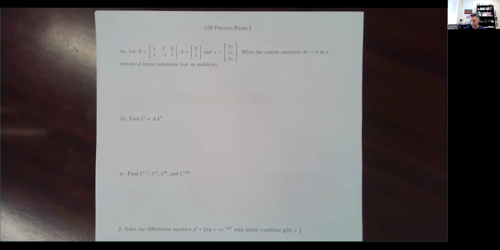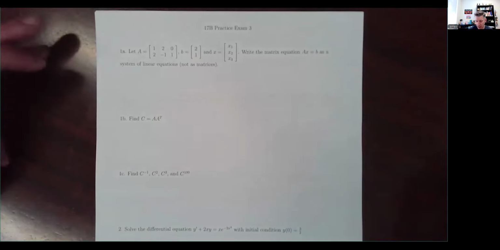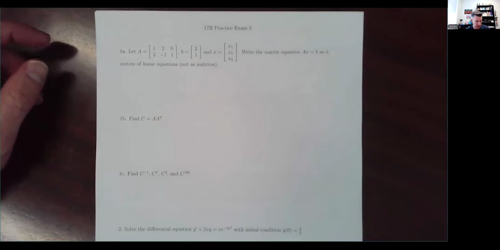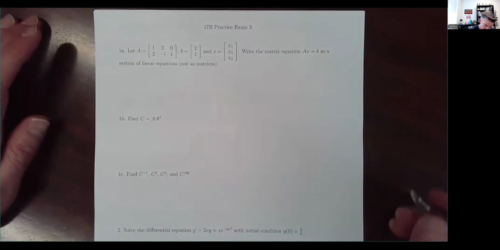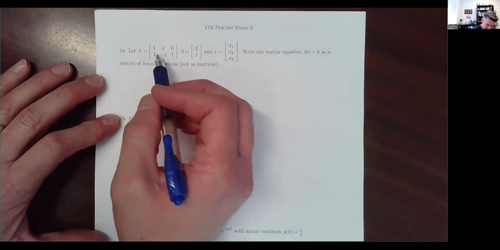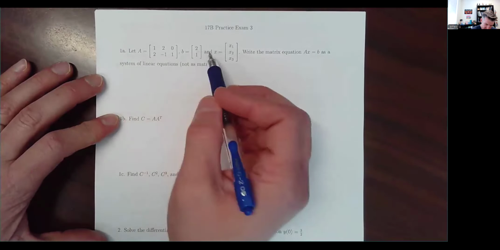All right, everybody, here's take two on actually recording the exam solutions. I'm going to try and do this kind of quick because I got stuff to do. All right, so A is this matrix, X is that matrix, B is that matrix, or vector.